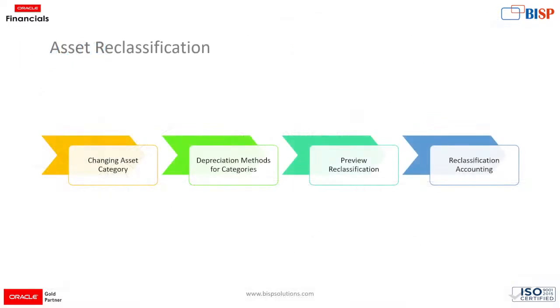So for reclassification of asset, we will change the asset category, and the depreciation method with the category will also get changed. We will preview the reclassification and reclassify the accounting also. We will see the accounting in the application itself. So let us quickly navigate to the application and see how things are performed.